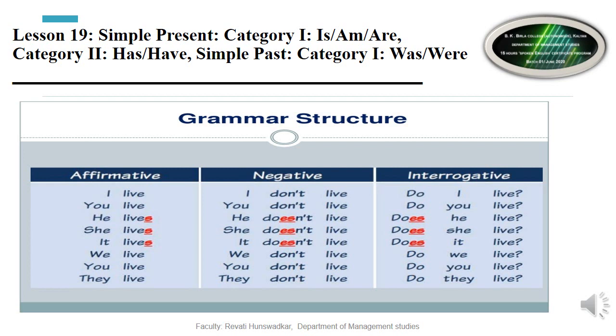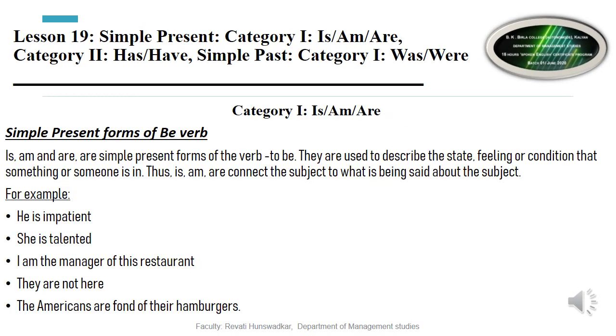See, at the time of I and you, I have not put S at the end. Same as per at the time of he, she, it, I have put S. So we put S at the end of some verbs and we do not put S at the end of others. So here are some grammar structures or examples of affirmative, negative and interrogative. So let's see category 1: is, am and are. Simple present form of be verb.